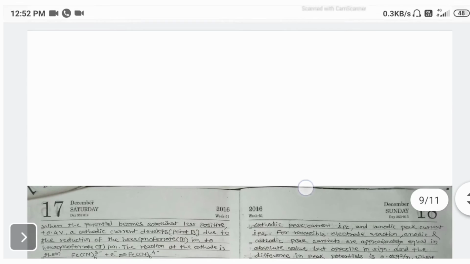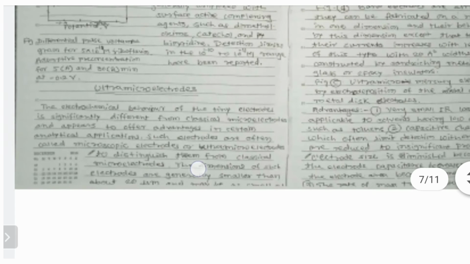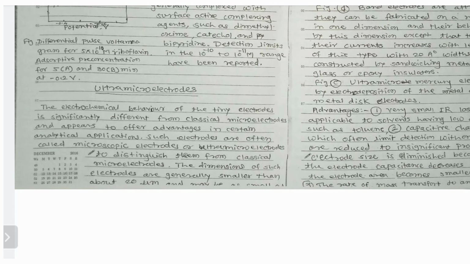So this is cyclic voltammetry, the last voltammetric technique. We are left with only the ultra micro electrodes now, or the electrodes that are generally used for our analysis. There is a difference between the normal electrode, which has a larger size, and the ultra micro electrode. So what is the basic difference between normal electrodes and ultra micro electrodes?